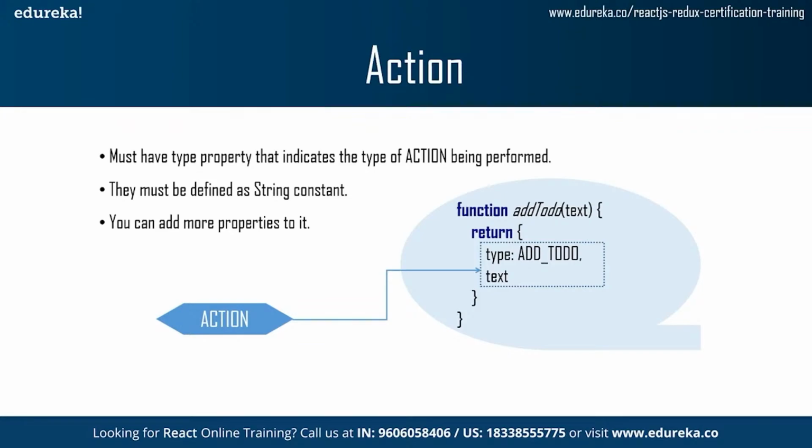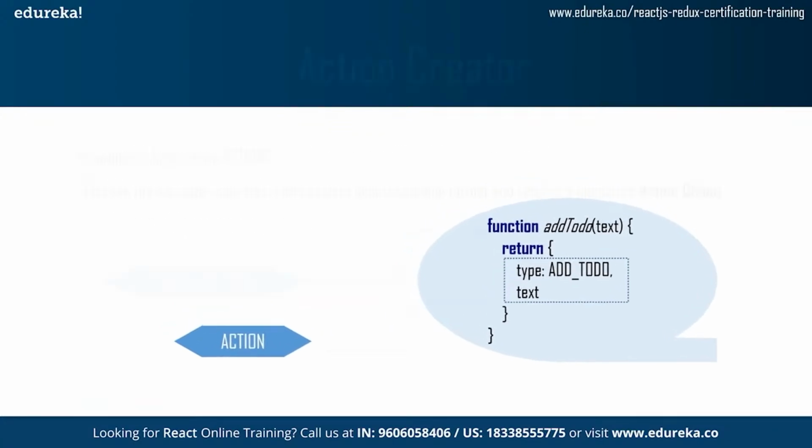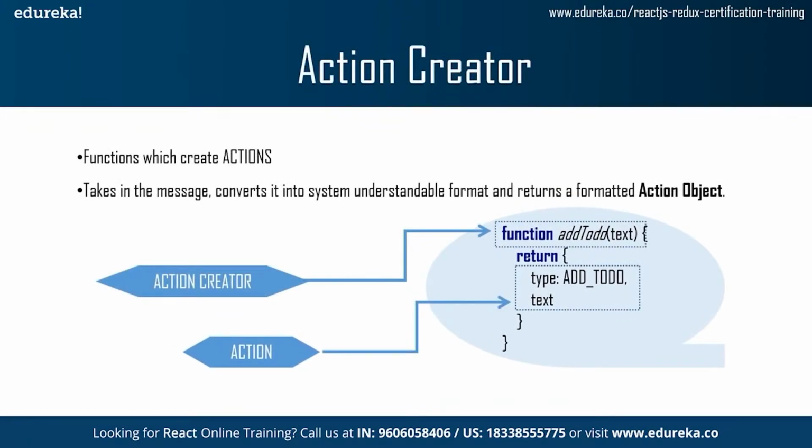Some of the points to be considered in actions are that it must have a type property that indicates the type of action being performed. They must be defined as a string constant, and you can add more properties to it. Now talking about the action creator, action creators are the functions which create actions, and they take in the message, convert it into a system-understandable format, and return a formatted action object. Action creators are normal functions that return the action, and to call this action anywhere in the application, we can simply use the dispatch function, where we can define dispatch, and then we can define addTodo(text) as a part of the dispatch method. So here we can add dispatch.